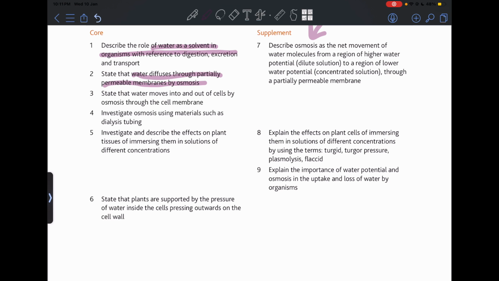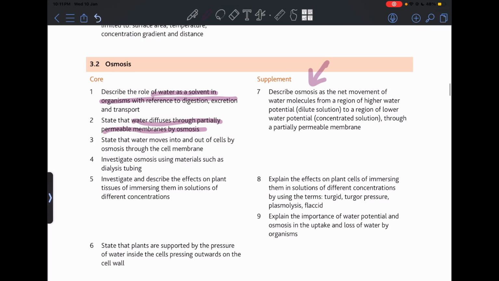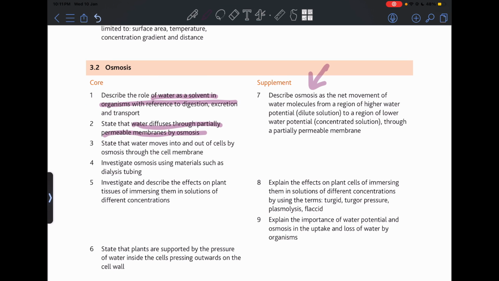And also number 6 says state that plants are supported by the pressure of water inside the cells pressing outwards on the cell wall. So now for the extended students, they have to describe osmosis as the net movement of water molecules from a region of higher water potential to a region of lower water potential (concentrated solution) through a partially permeable membrane. So you have to know this definition by heart. This is very important, guys. You have to memorize this. And this is how you describe osmosis in your exam.